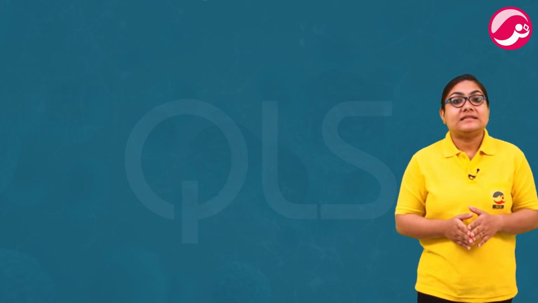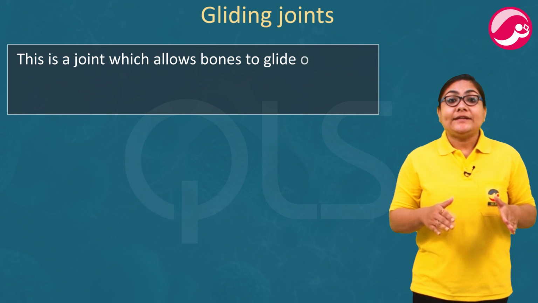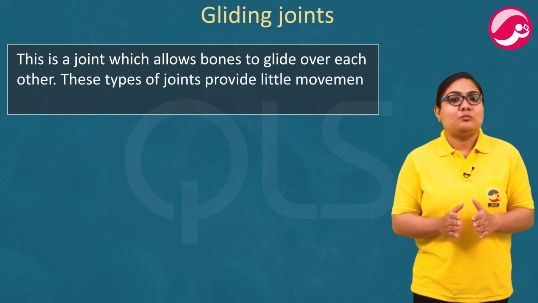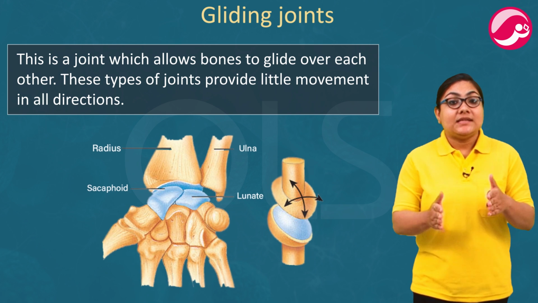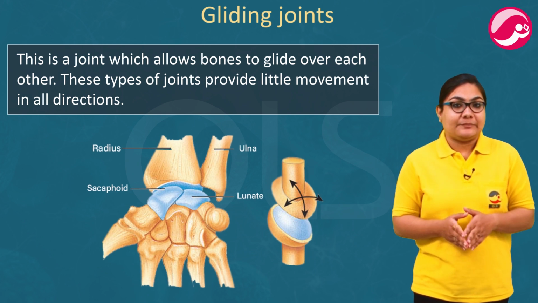Fourth and final is the gliding joint. This is a joint which allows bones to glide over each other. These types of joints provide little movement in all directions. These are the joints present at the ankles, wrist and between vertebrae.